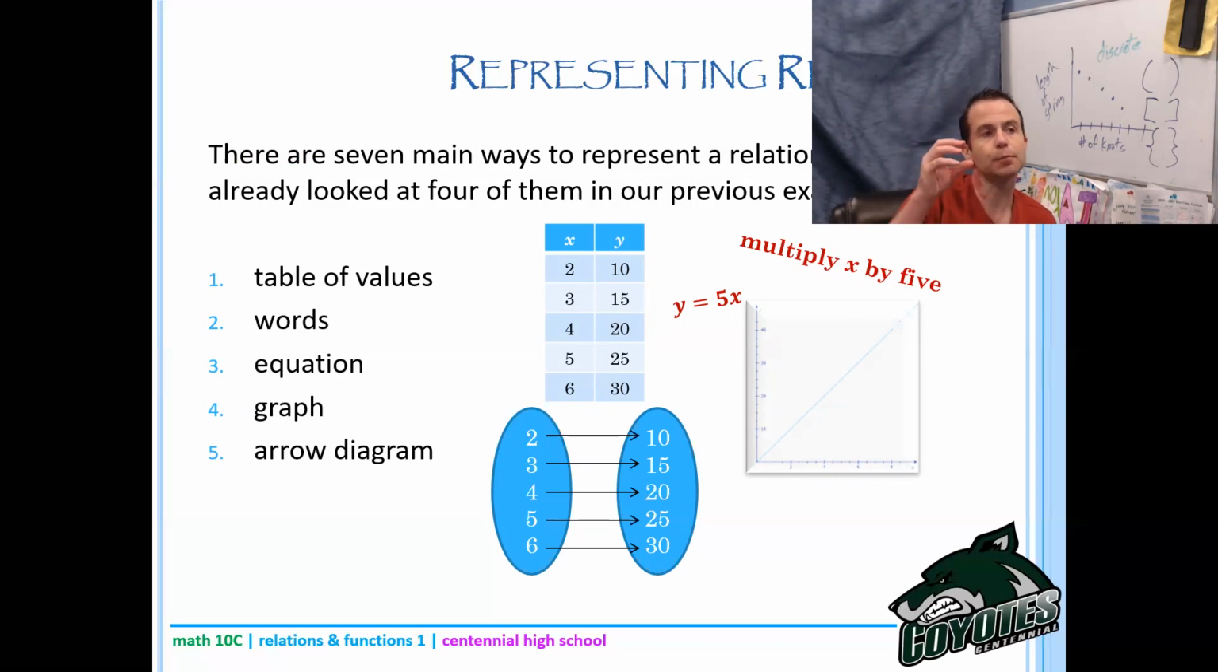What happens is you put all your inputs in ascending order in the first bubble, and you put all your outputs in ascending order in the second bubble. Then you use an arrow to match up which input goes with which output, okay?